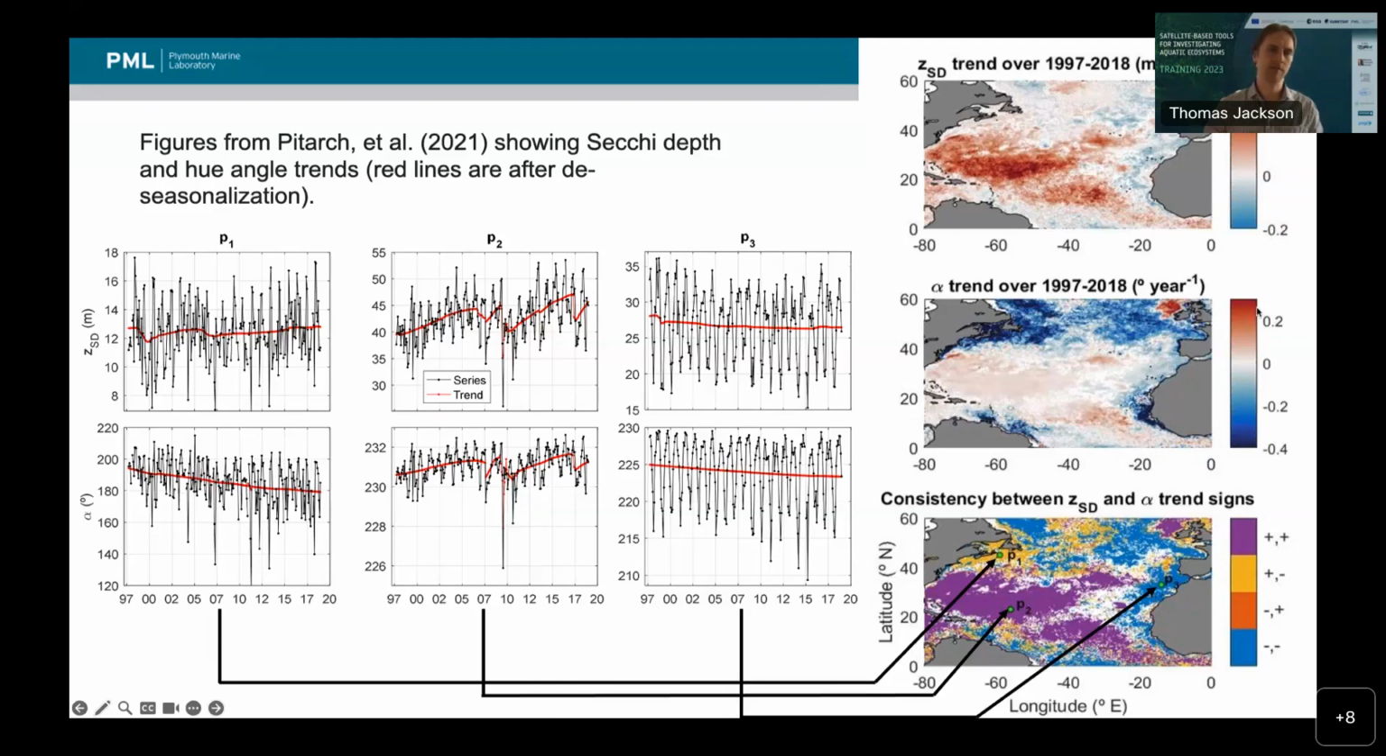But then if you look at the trend in the red line here, which is the deseasonalized values. So there's a seasonal cycle, and then they've deseasonalized it to get the red line. The trend in that for each pixel is shown in these 2 panels. And you can see it looks like there's an increasing Secchi depth in the central gyres, with the waters becoming clearer, reflected also in the change in the hue angle.